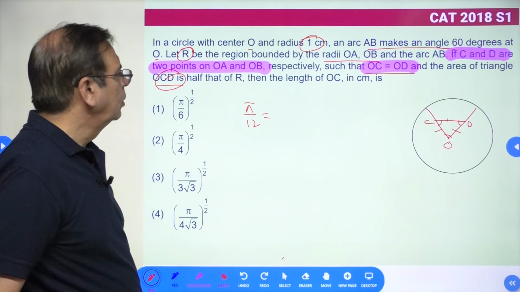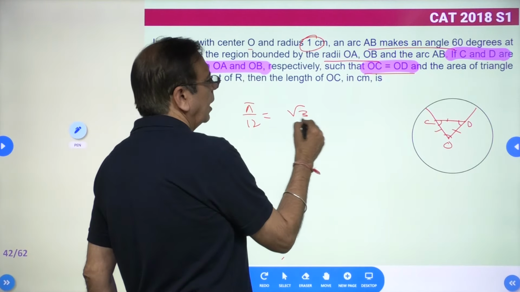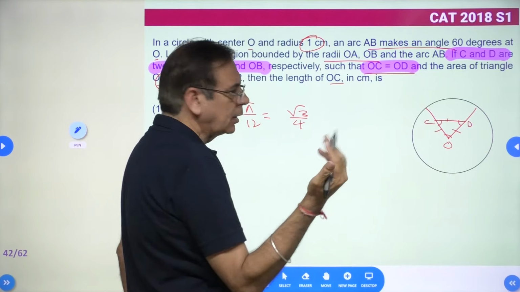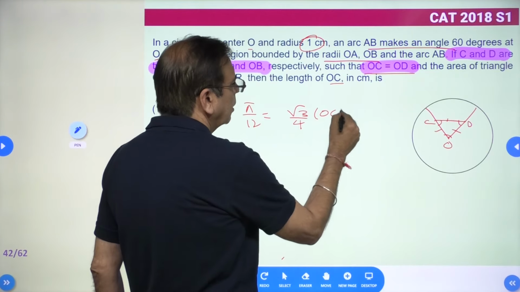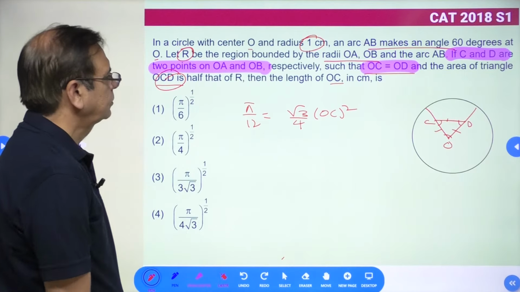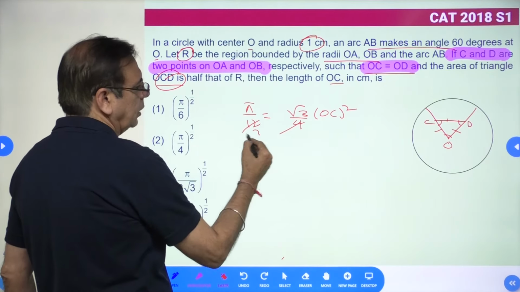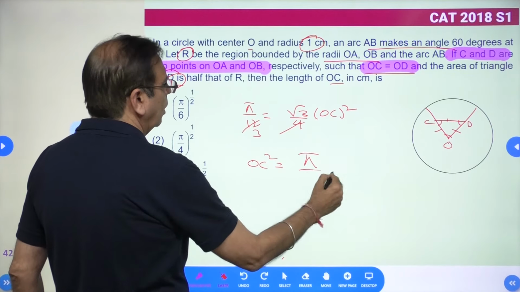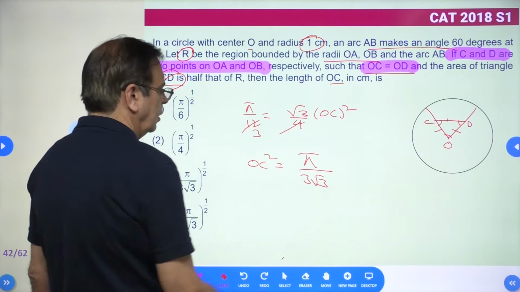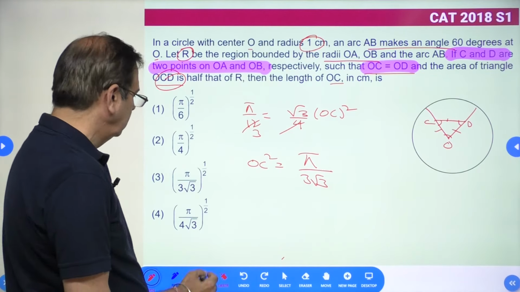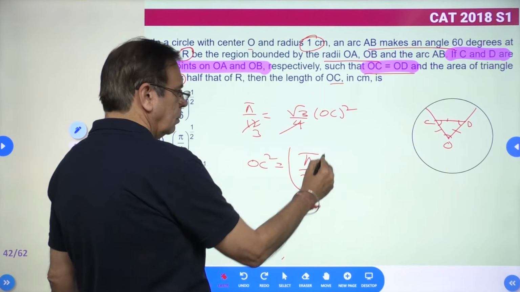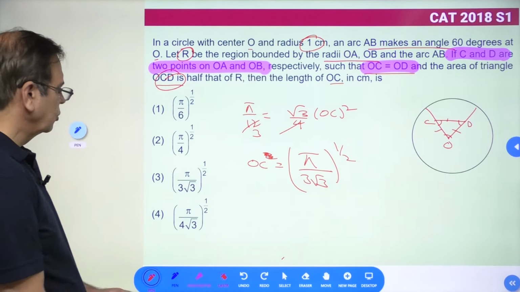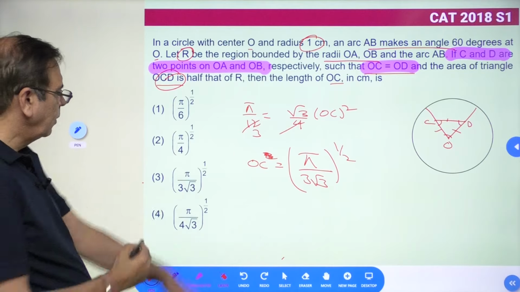What should this be equal to? This should be equal to root 3 by 4 into OC square, because OC equal to OD equal to CD as it's an equilateral triangle. So 4 1s are 4, 4 3s are 12. So what is OC square equal to? Pi upon 3 root 3. And what should OC be equal to? Among the choices, OC is the square root of pi upon 3 root 3.